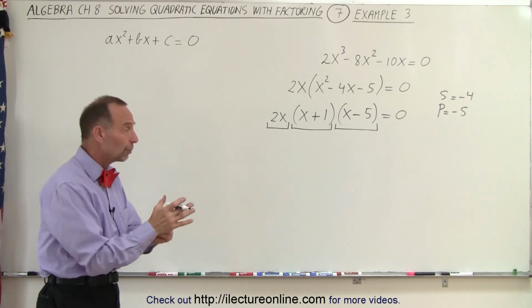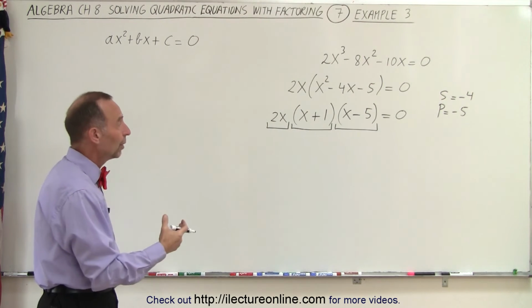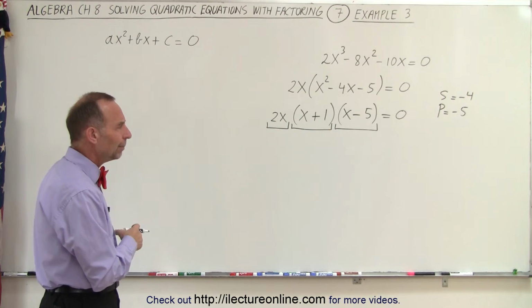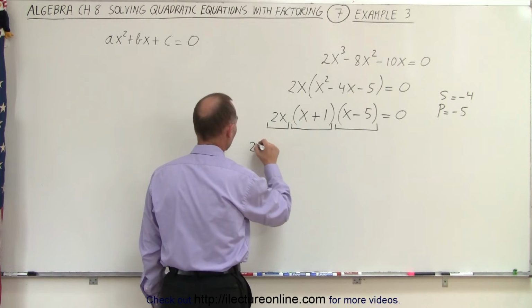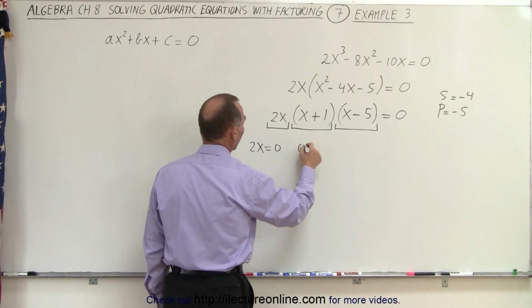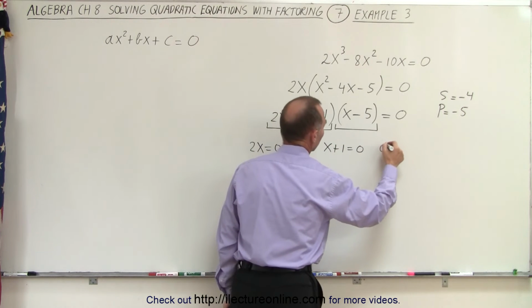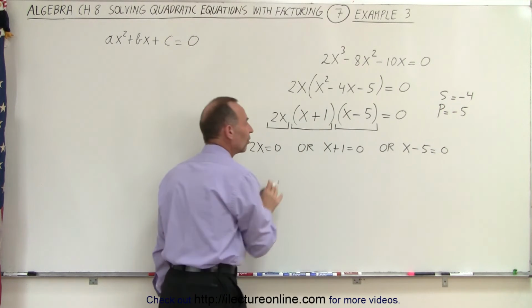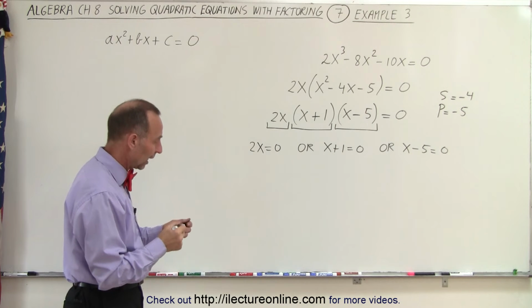So when we have three numbers multiplied together and we get a 0, that means one of them must equal 0. They can't all be 0 at the same time, but one of them can be 0. In other words, we can say that 2x is equal to 0, or x plus 1 is equal to 0, or x minus 5 is equal to 0. Any of these three possibilities will give us 0 when we multiply them together.